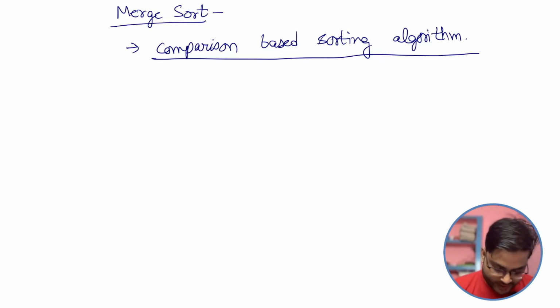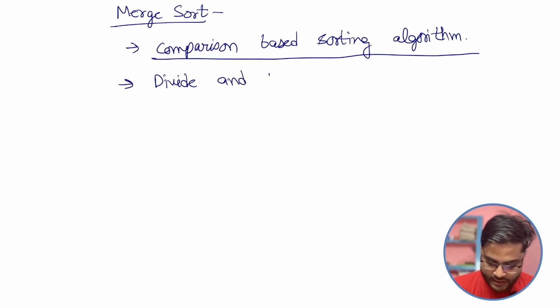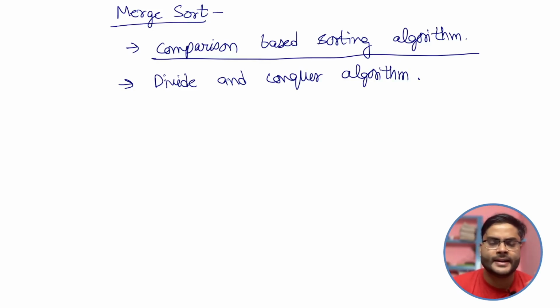Now what is the second point? It is a divide and conquer algorithm. If you don't know about divide and conquer algorithms, you can read about them. The basic idea is we divide our bigger problem into smaller subproblems. If after dividing, the problem is still big, then we again divide it. We keep on dividing until it becomes small enough to solve. We will see how it is a divide and conquer algorithm.